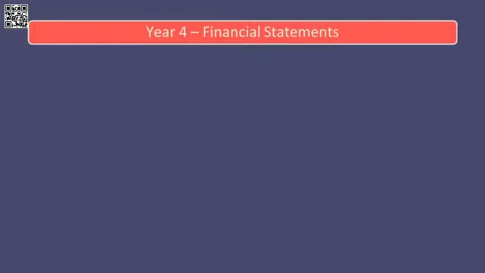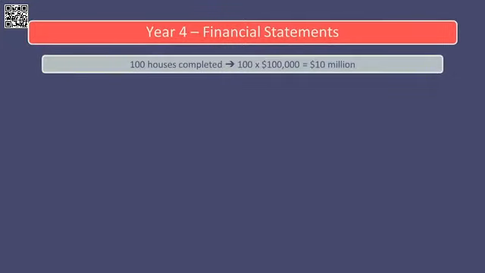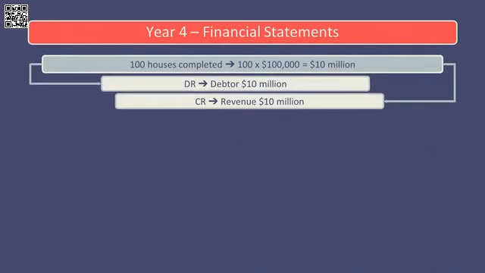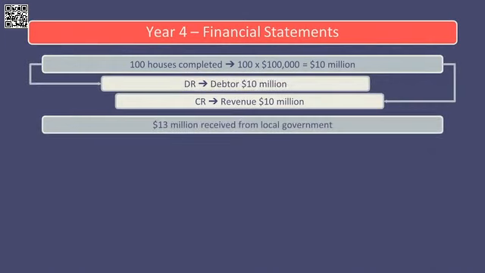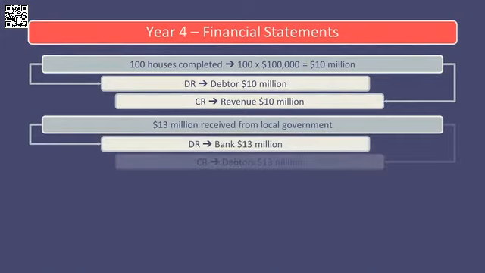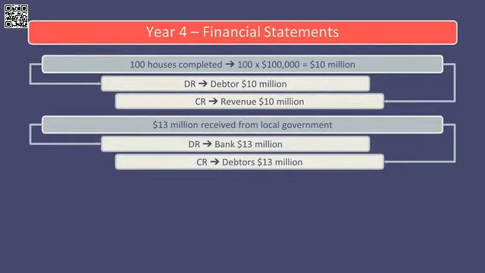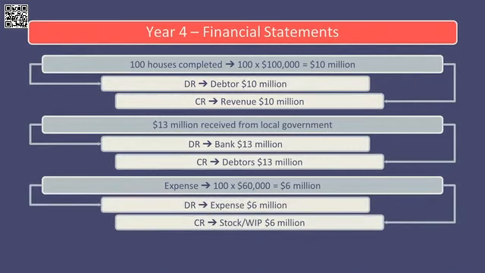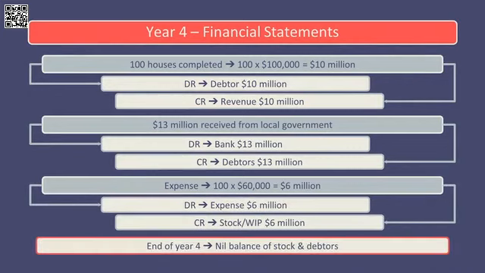Year 4 is the final year of the project, and 100 houses are built, so revenue of $10 million is recognised. The company receives its final payment of $13 million from the local government and spent $1 million on building materials. The revenue is recognised as crediting revenue of $10 million, debiting debtors of $10 million. The payment from the local government is debiting your bank of $13 million and crediting debtors of $13 million. And expenses of $6 million are debiting expenses and crediting stocks and work in progress. At the end of year 4, there is no balance in the stock or debtors.